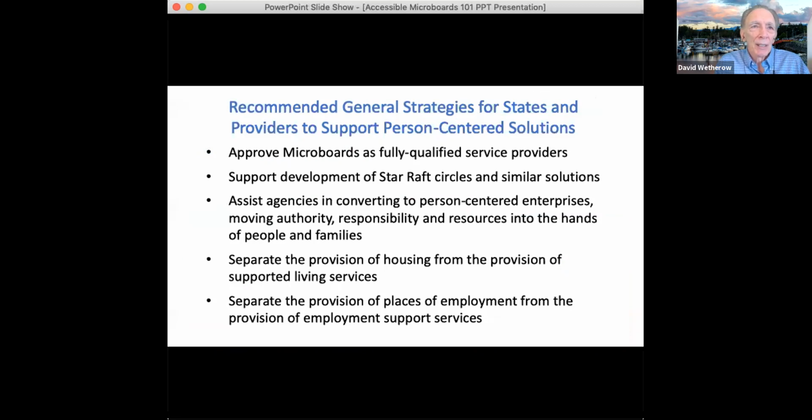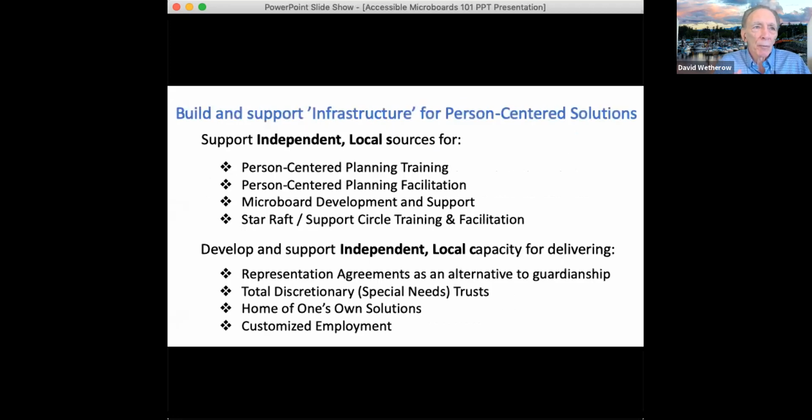So real quick, recommended general strategies that states and providers can use to support these kinds of solutions. Hopefully the state can approve microboards as fully qualified service providers and support the development of circles and similar solutions, assist agencies in converting to person-centered enterprises, separate housing from the provision of supported living services so that people can change services without losing their house, or change houses without losing their services. And the same idea applies in terms of separating the provision of places of employment from the provision of employment support services. But here's what we need in terms of building and supporting infrastructure for generating these kinds of person-centered solutions on a local basis.